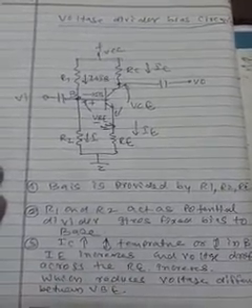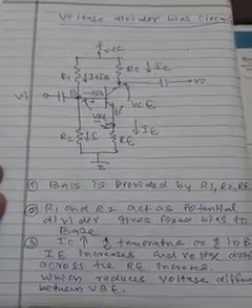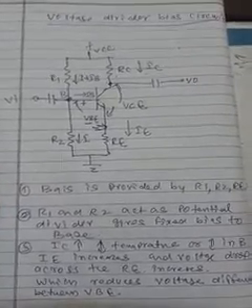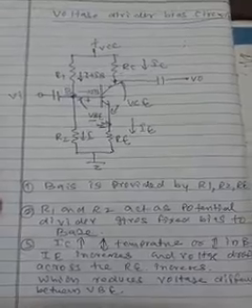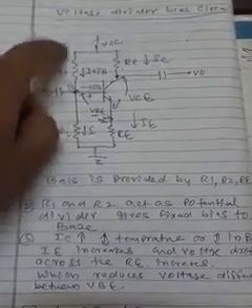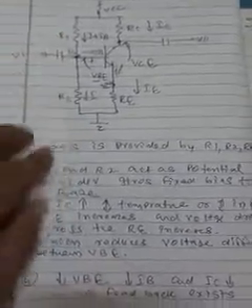What is biasing? Biasing is used to provide stability to the circuit. But here you can see there are changes or fluctuations in the circuit. That fluctuation we have to remove by using the proper arrangement of the circuit, called R1 and R2.